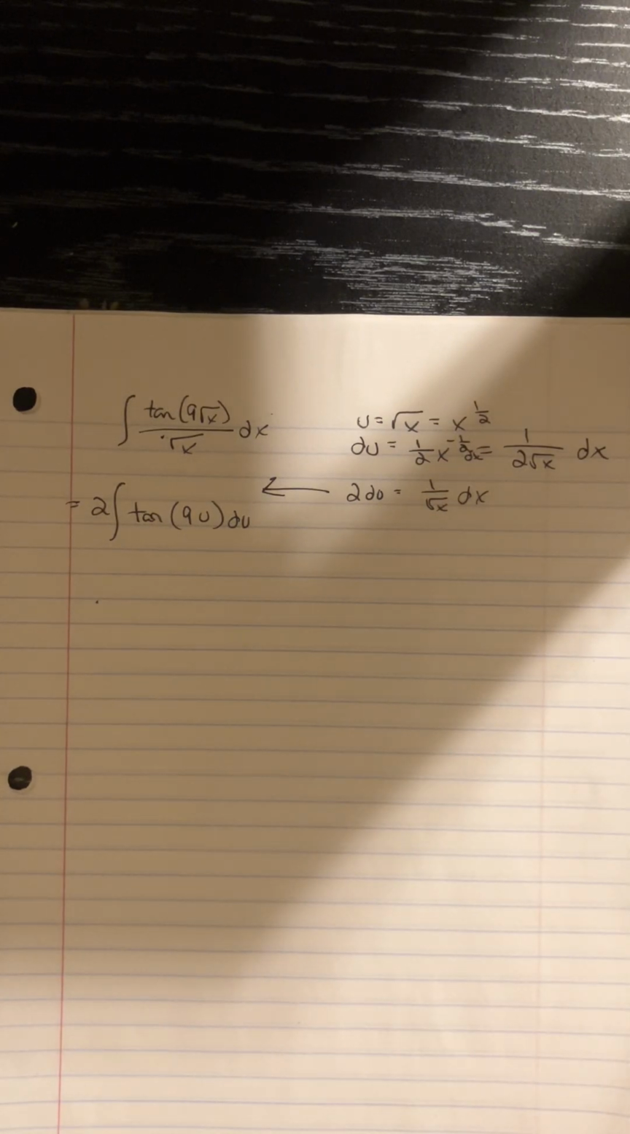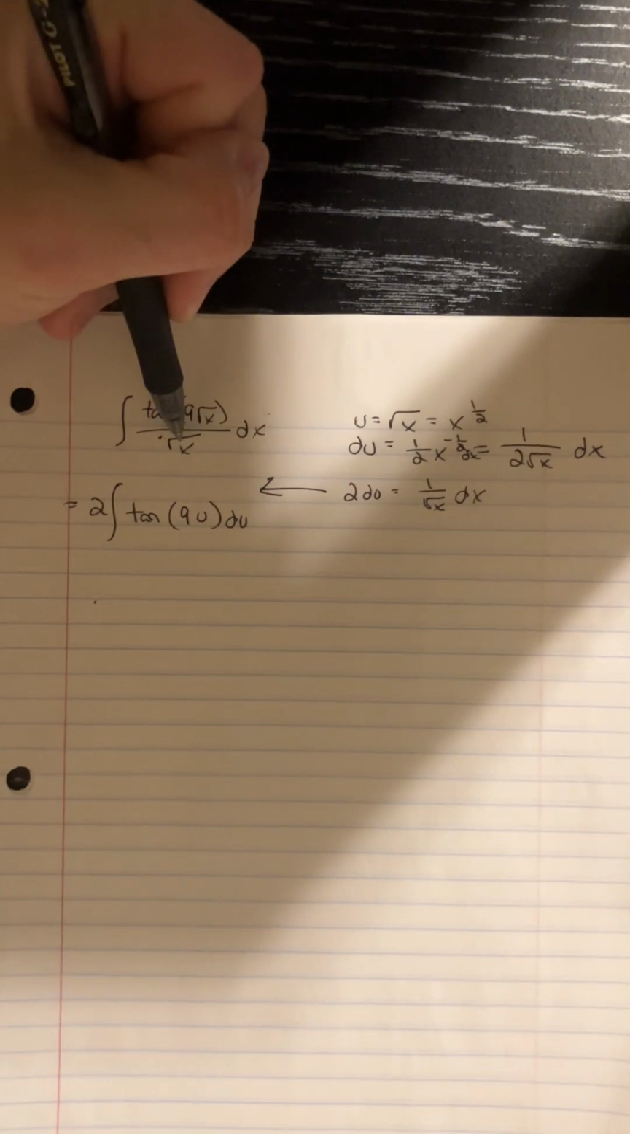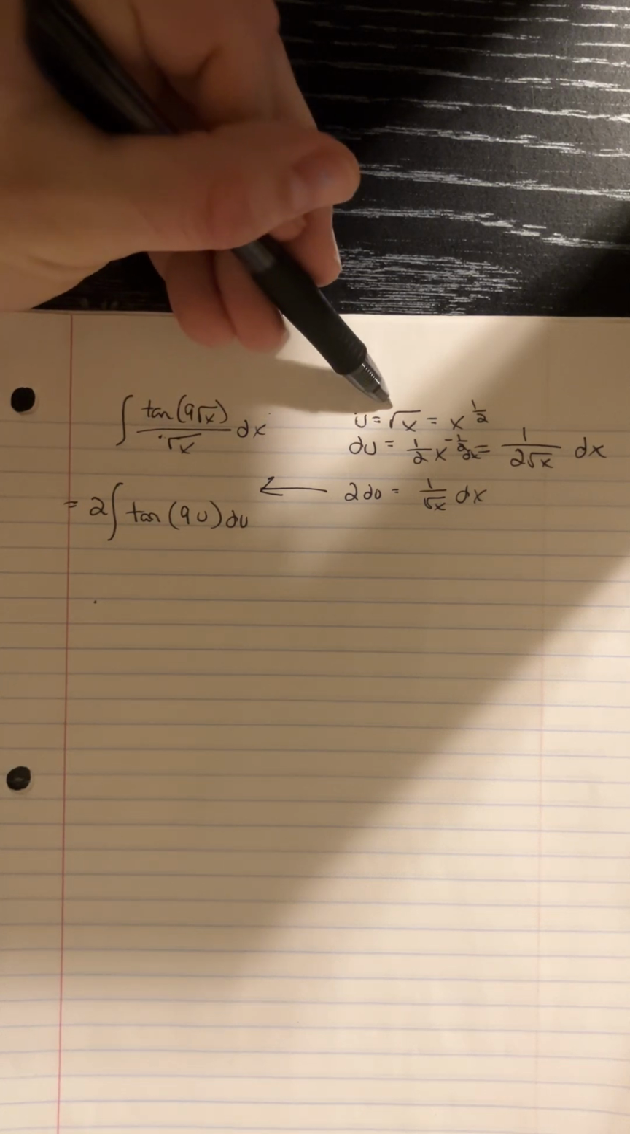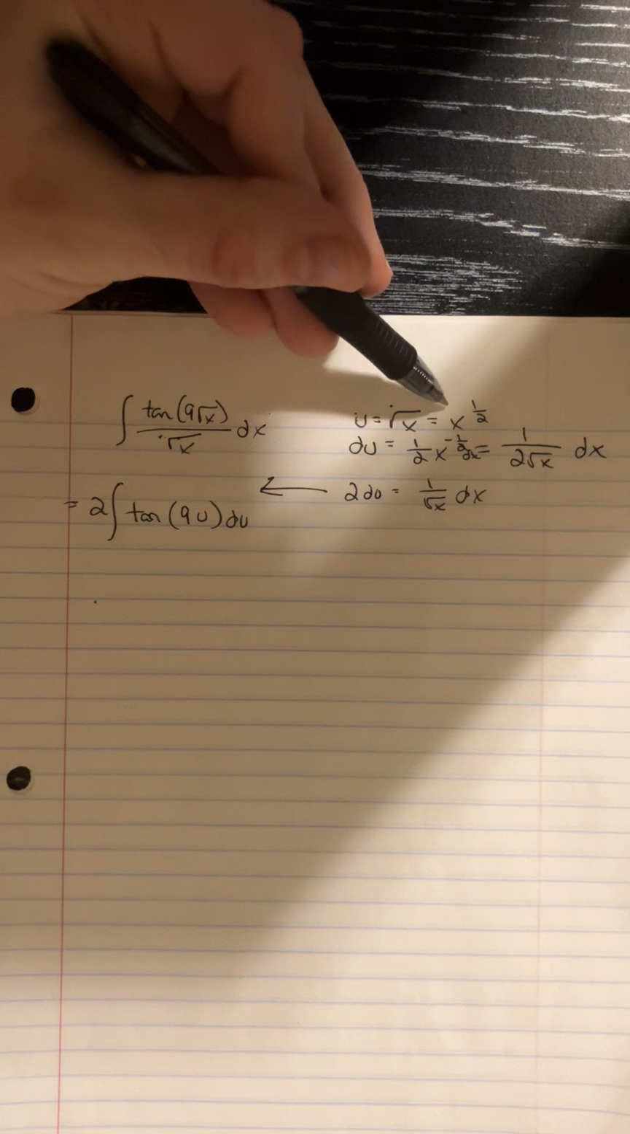Hi, I'm going to solve the integral of tangent of 9√x over √x dx. So I already started this a little bit. First, I'm going to do a u substitution on the square root of x. u equals square root of x, which is the same thing as u equals x to the 1/2.